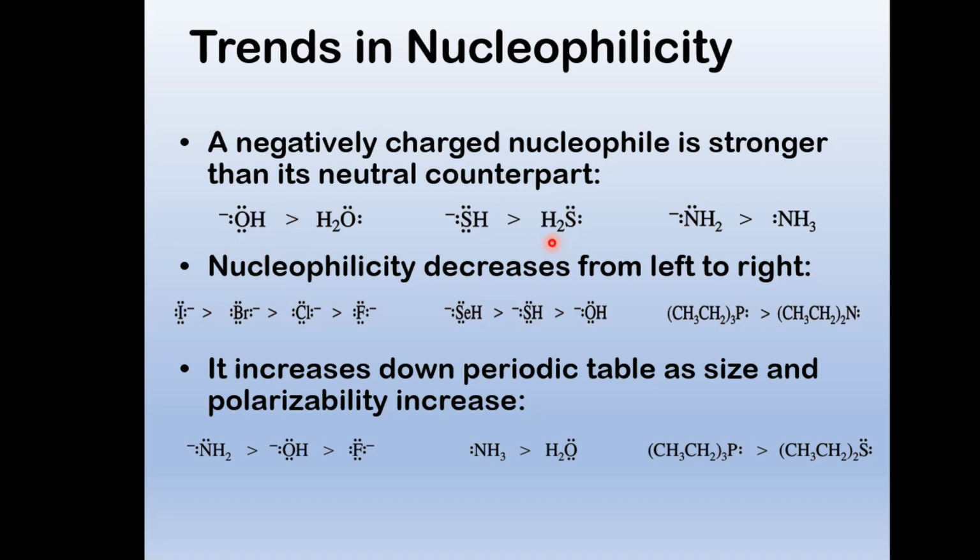Same thing here, one period down on the periodic table. This ion is more nucleophilic than hydrogen sulfide. And likewise here, this ion is a lot more nucleophilic than NH3. Nucleophilicity decreases from left to right.